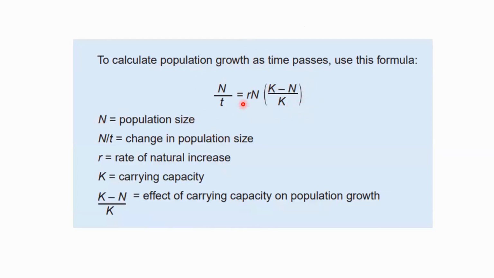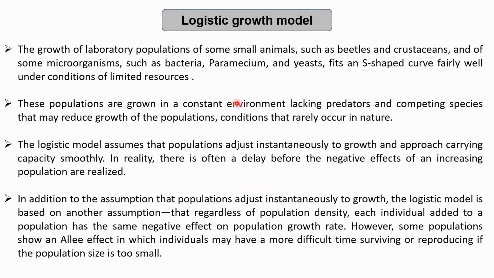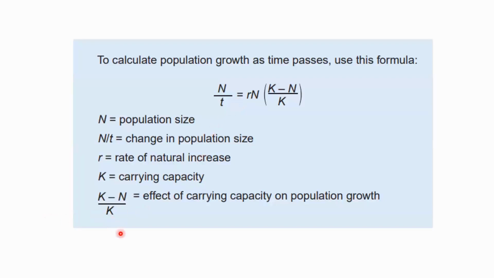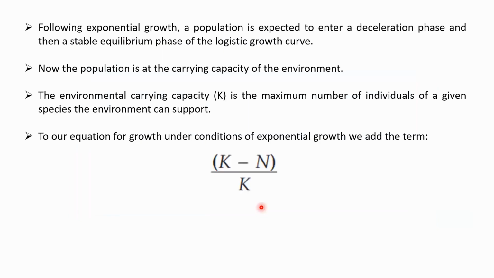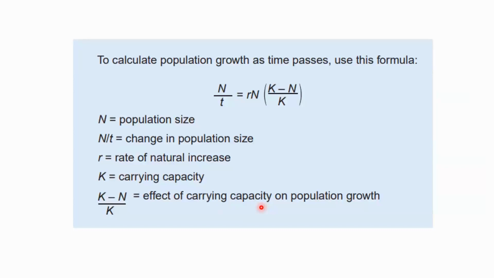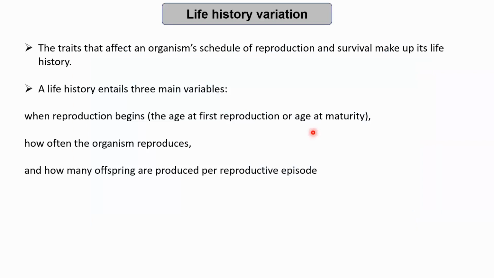Here N is the population size, dN by dt is the change in the population size, r is the rate of natural increase that we talked about while discussing the exponential growth model, and K is the carrying capacity. (K minus N) by K is the effect of carrying capacity on the population growth. Since our environment can afford a limited number of individuals of a particular species, the maximum number of individuals that the environment can support is represented by its carrying capacity, and this affects the growth of the population. So the final equation for the population growth as time passes is dN by dt is equal to rN multiplied by the effect of carrying capacity, that is (K minus N) divided by K. So this was about the logistic growth model.